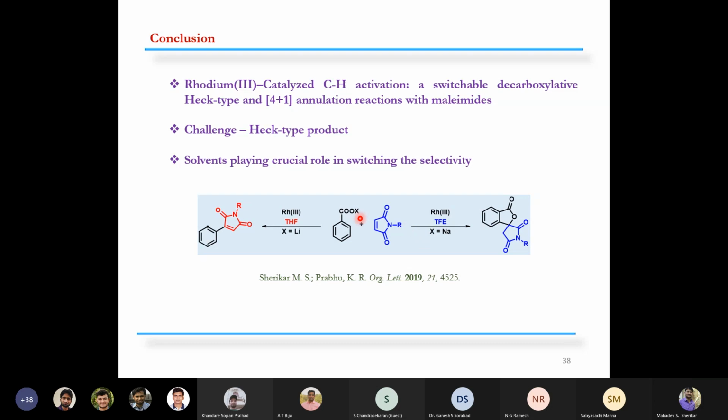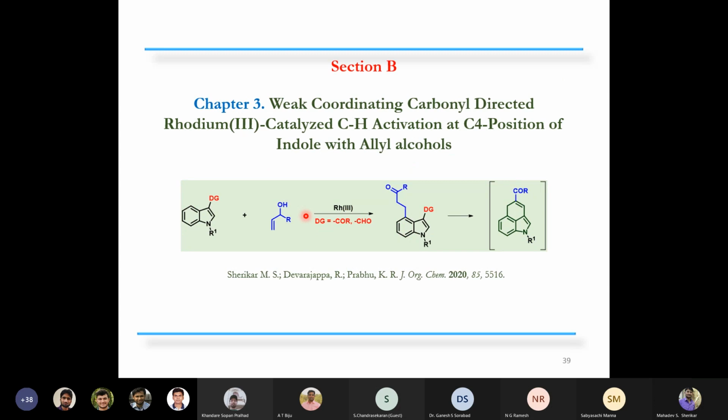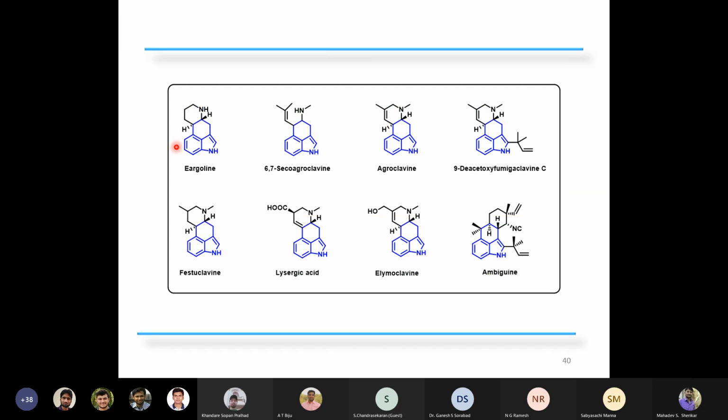So after exploring maleimide as a coupling partner in the field of CH activation, we thought to couple a non-activated olefinic coupling partner. One of the non-activated olefinic coupling partners is allyl alcohol, because allyl alcohol was not explored well in the field of CH activation. So we thought to couple allyl alcohol at the C4 position of indole, because as I told earlier, C4 substituted indoles are important. They are present in various alkaloids. Some examples of ergot alkaloids and haploindoles are shown here.